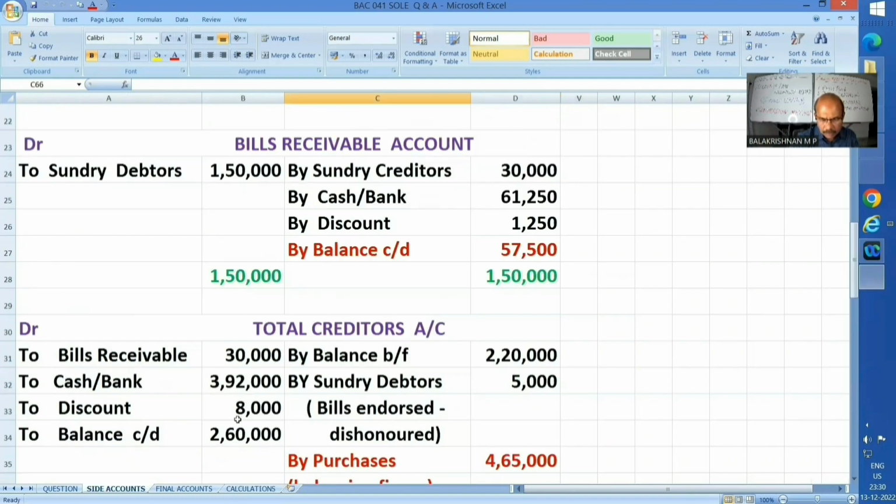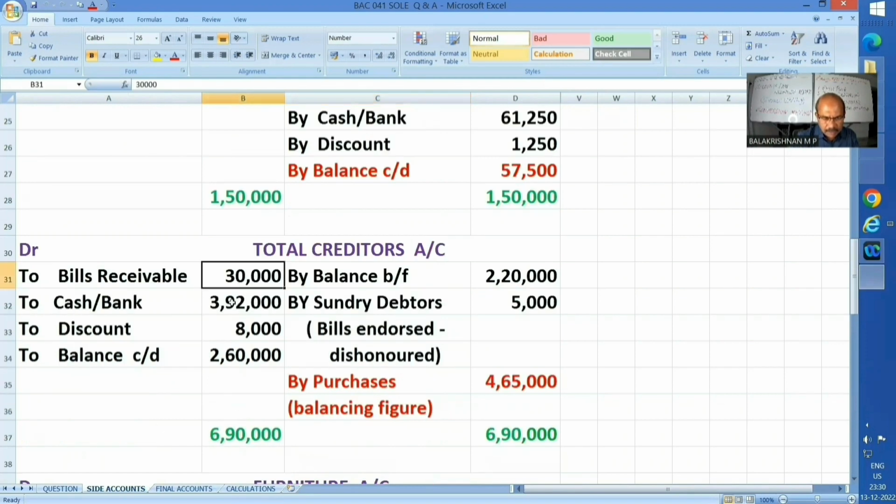Okay. So this entry explained everything. You find there's a gap, and predominantly credit side means purchase. So that is the way we have got the purchase here. Very interesting, na? That's the way we have got the purchase. So purchase also we have got here.